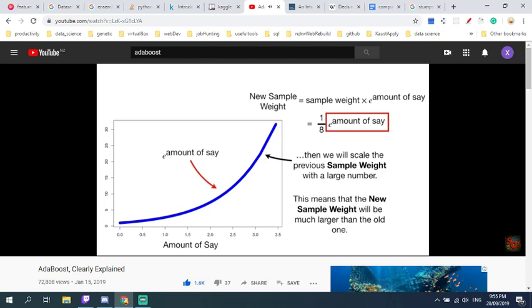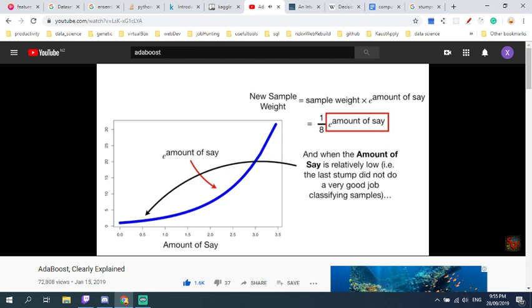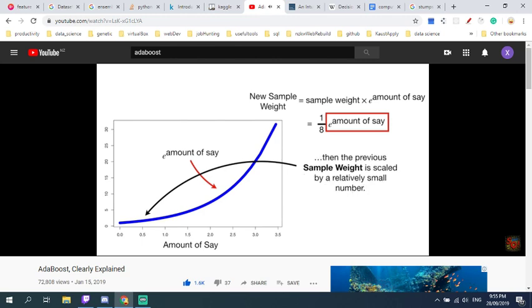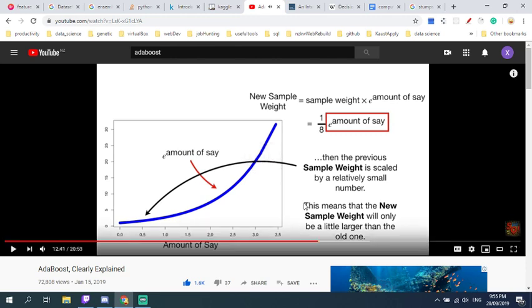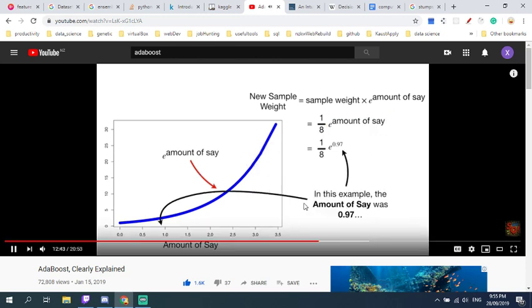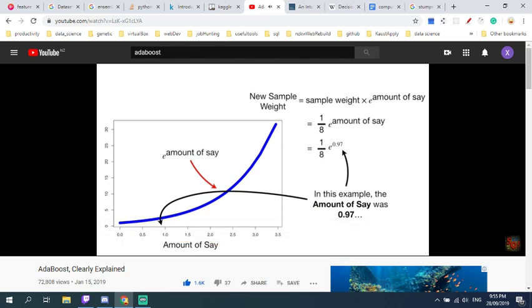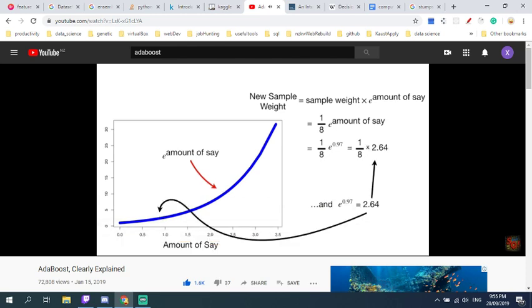This means that the new sample weight will be much larger than the old one. And when the amount of say is relatively low, i.e., the last stump did not do a very good job classifying samples, then the previous sample weight is scaled by a relatively small number. This means that the new sample weight will only be a little larger than the old one. In this example, the amount of say was 0.97, and e raised to the 0.97 equals 2.64.